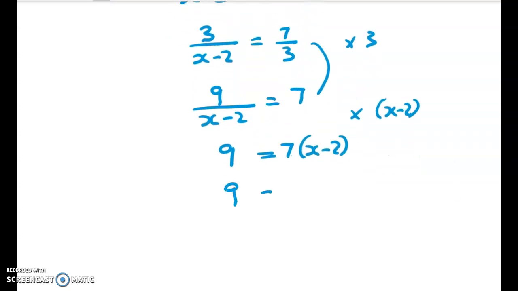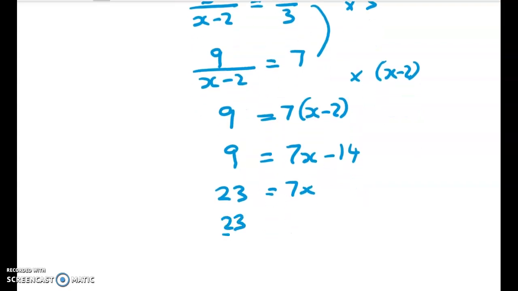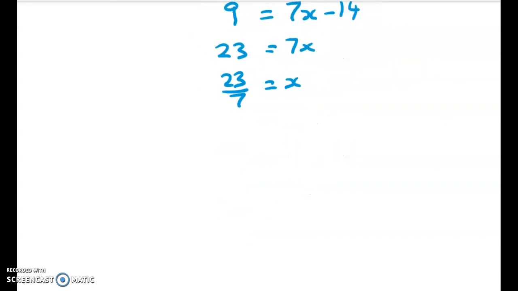We'll expand that out. We get 9 is equal to 7x minus 14. We now add 14 and we get 23 equals 7x. The last step is to divide by 7. 23 over 7 equals x. Okay, I've got 2 to go and I've got 4 minutes to do them, so I'm going to speed up. Number 5.